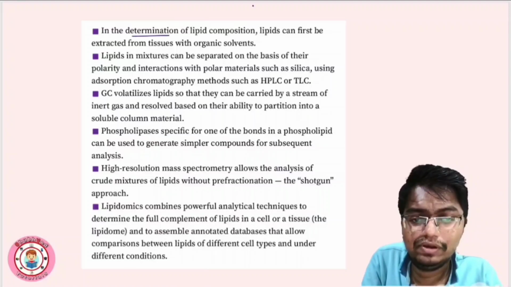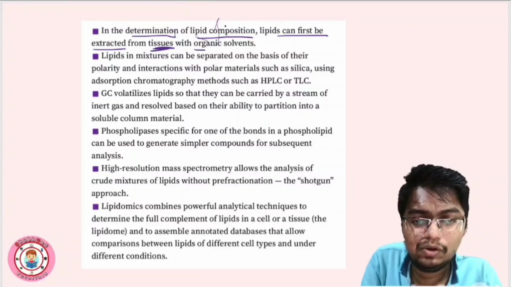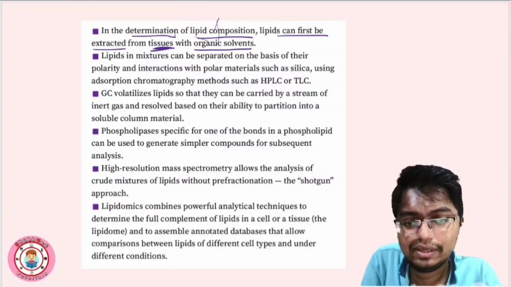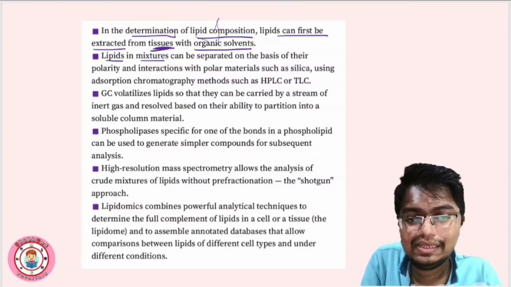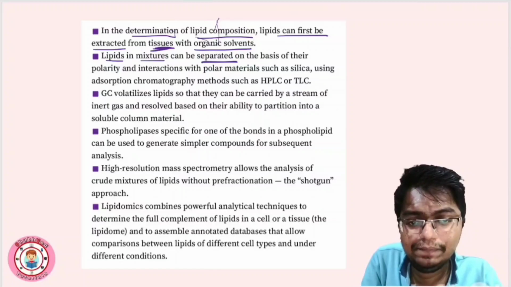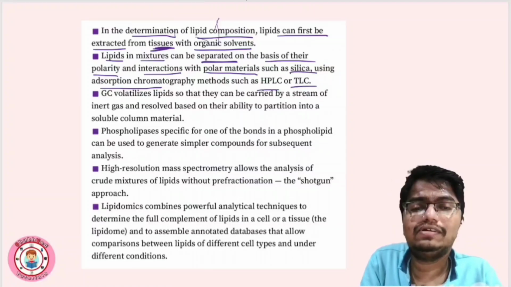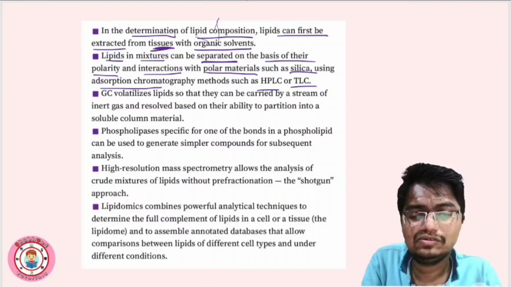So in determination of lipid composition, lipid can first be extracted. पहला लिपिड का एक्सट्रैक्शन करना है फॉर डिटर्मिनेशन पर्पज फ्रॉम टिश्यूज विथ ऑर्गेनिक सॉल्वेंट्स. ओके, ऑर्गेनिक सॉल्वेंट को यूज करके. लिपिड्स इन मिक्सचर्स कैन बी सेपरेटेड. सेपरेशन करने के लिए इम्पोर्टेंट है polarity, right? On the basis of the polarity and interaction with polar materials such as silica using adsorption chromatography methods such as HPLC or TLC. तो chromatography separation के लिए important होता है, right? Mixtures को separate करने के लिए.